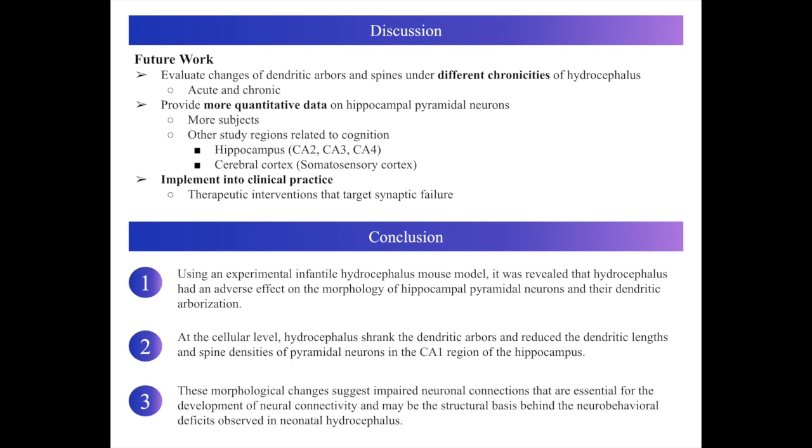So there are 3 things that I concluded from my experiment. The first and second were that hydrocephalus adversely affects the dendritic morphology of pyramidal neurons, evidenced by decreased dendritic lengths and spine densities. The third was that the morphological changes I found can serve as a structural basis behind the deficits observed in this disorder, an understanding that can lead to more targeted and effective therapeutic interventions in the future.